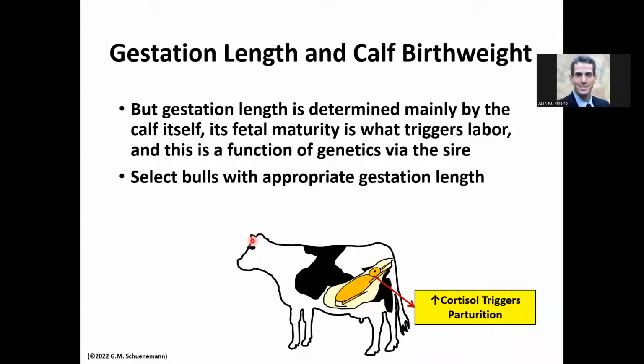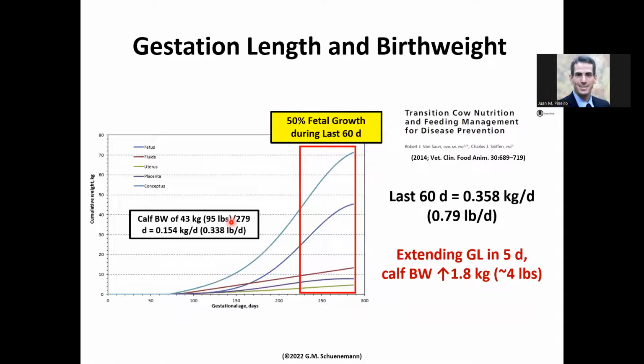So the bull has a major component, right, on what happens inside the cow, especially for the cow that is in utero, right? And this is one of the reasons why I select bulls with appropriate gestation length, right? And on each farm you will have to sit and start looking at these bulls on gestation length and calving ease. Why is gestation length so important, right?